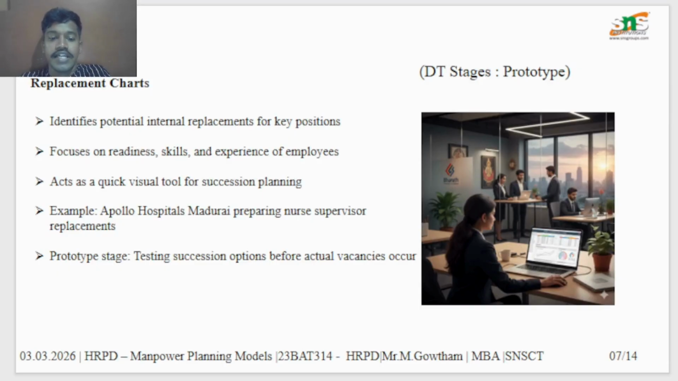Next slide, the replacement charts. Now let's move to the test stage. Here we use replacement charts. They are visual tools showing who can replace whom in the organization. Think of it like a backup plan chart. HR identifies the potential successors for key roles. It helps in leadership continuity and avoids sudden disruptions. If a manager leaves, the company already knows who's next. This model is simple but powerful for succession planning and internal promotions.